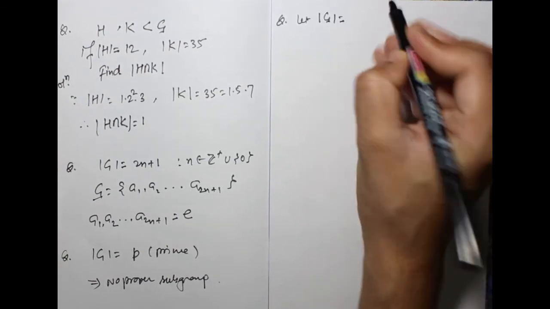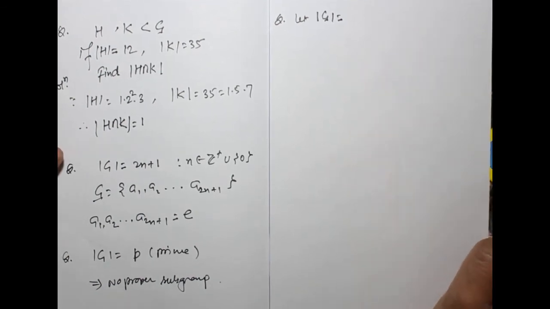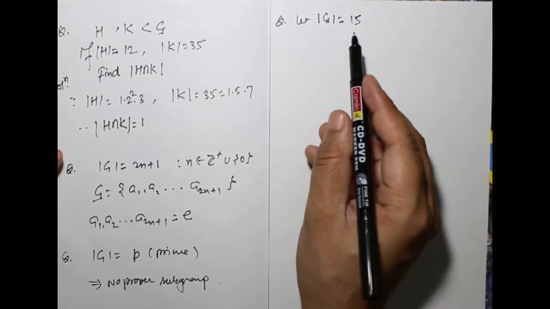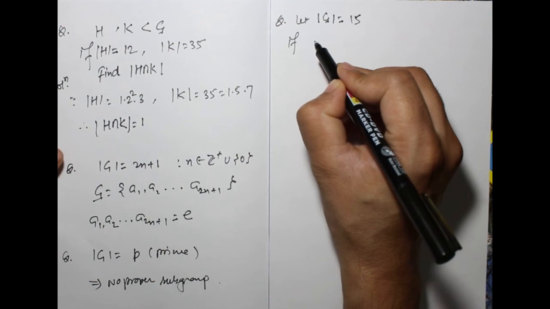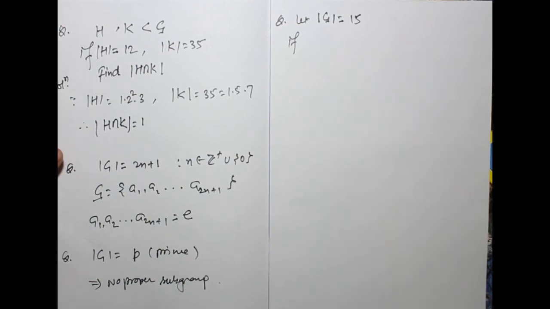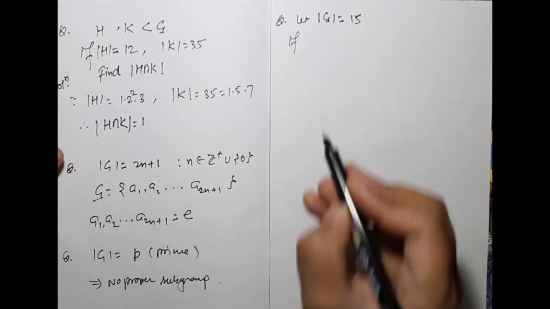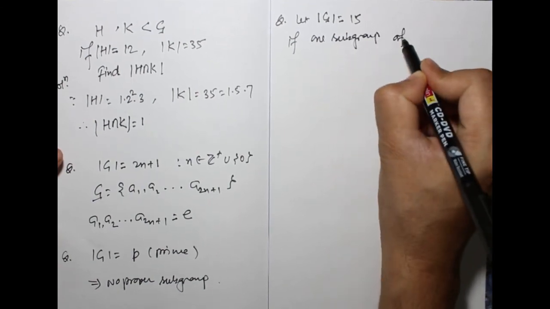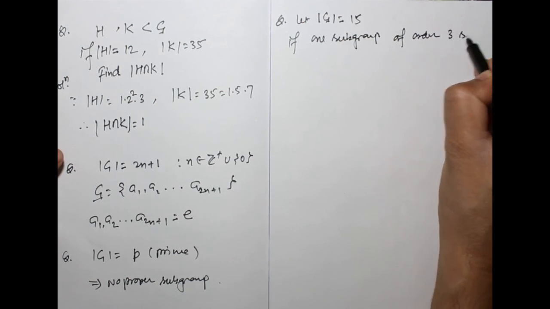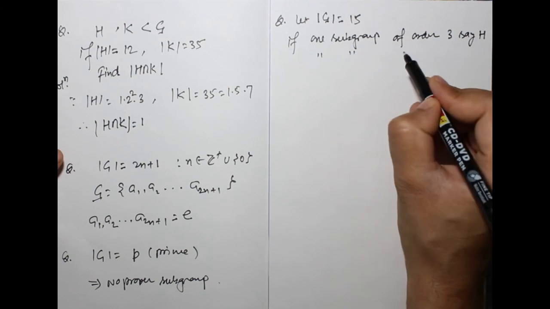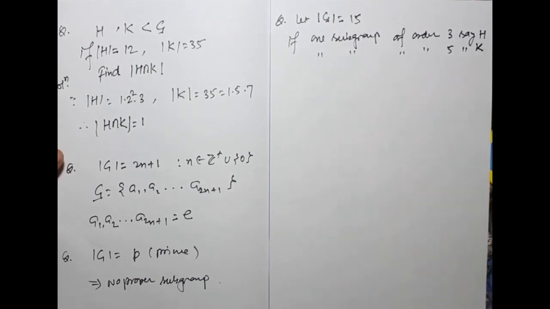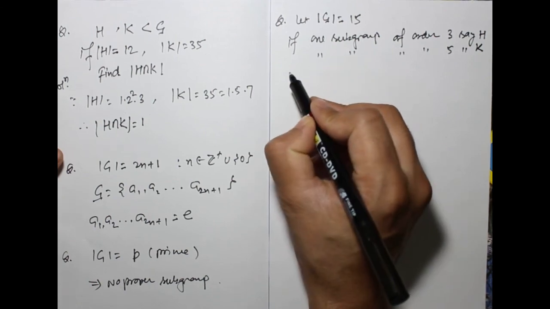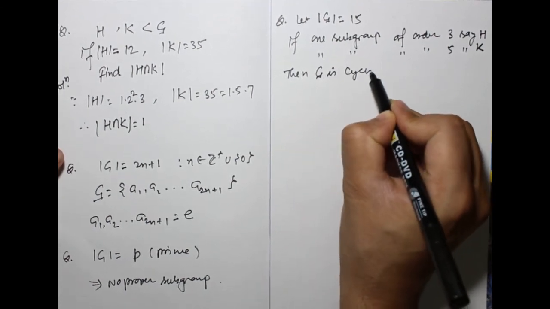Let the order of G equal 15. If G has only one subgroup of order 3, say H, and only one subgroup of order 5, say K, then we want to show that G is cyclic.